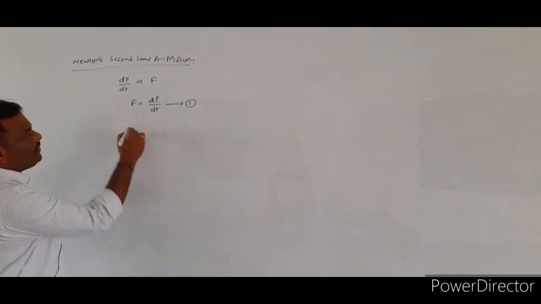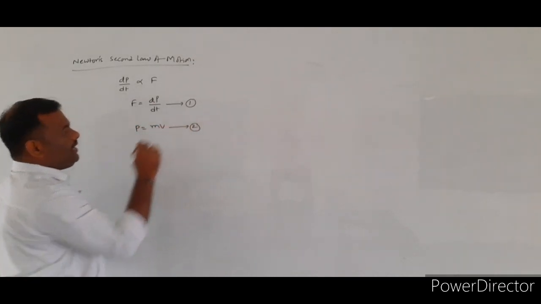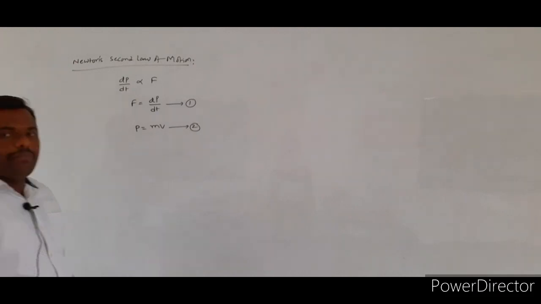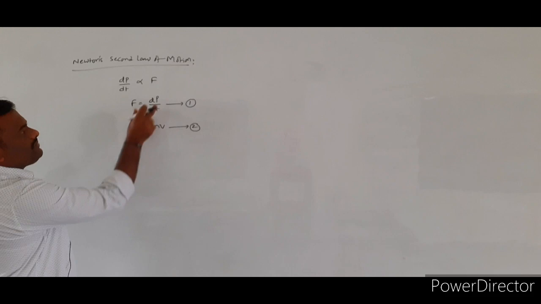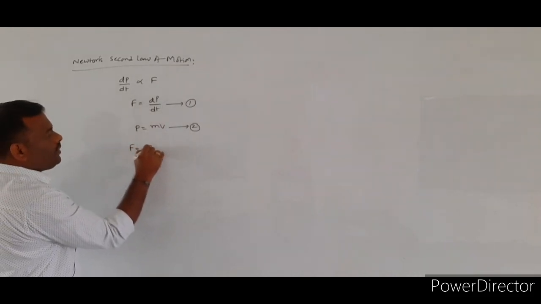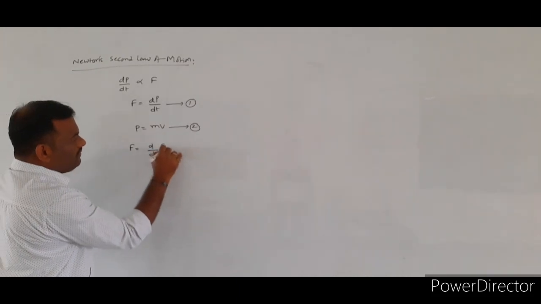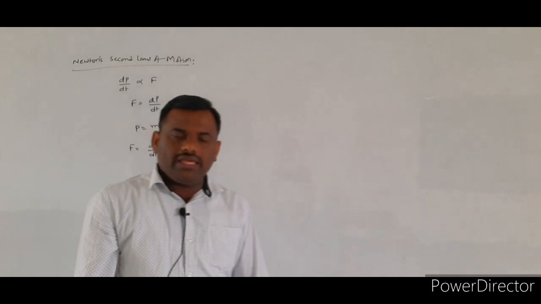Here, what does P denote? P denotes the linear momentum. So what is its formula? P is equal to m into v. So here we simply substitute the value of P in equation number 1. We will get F is equal to d by dt of m into v.